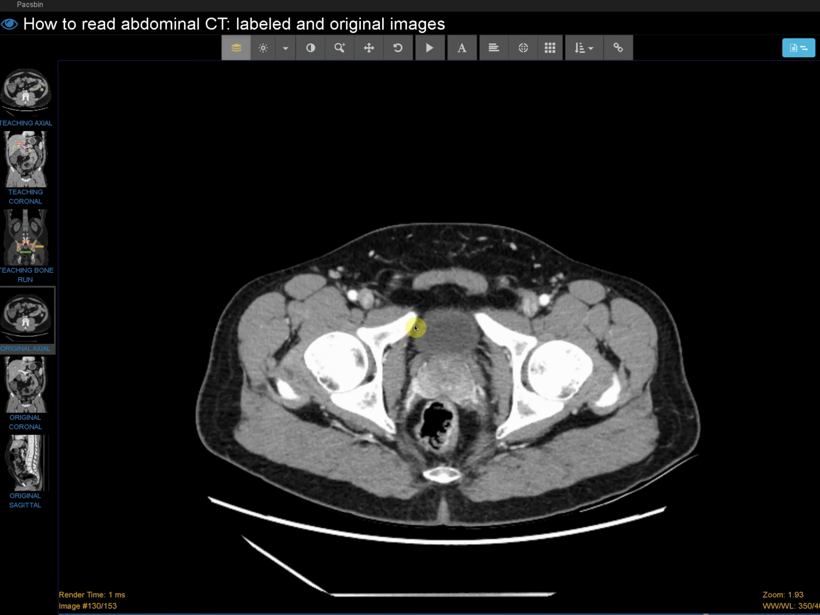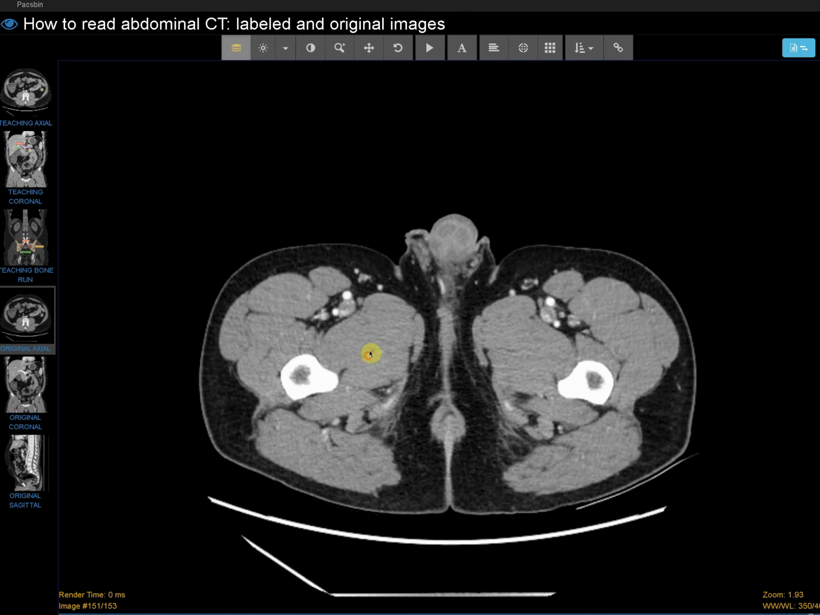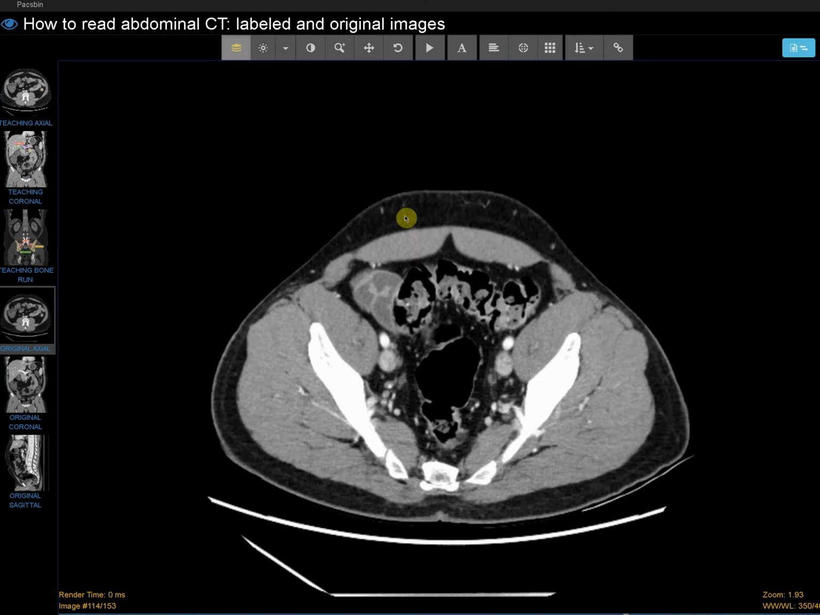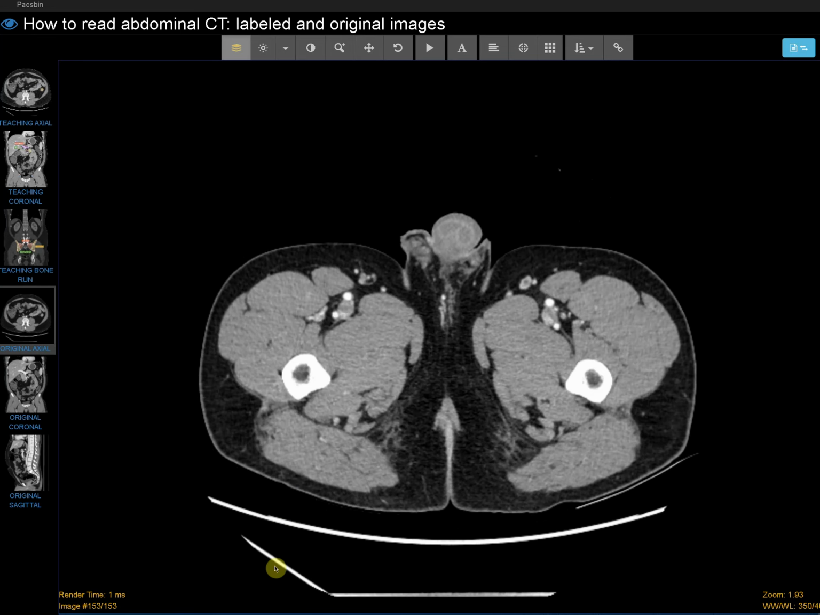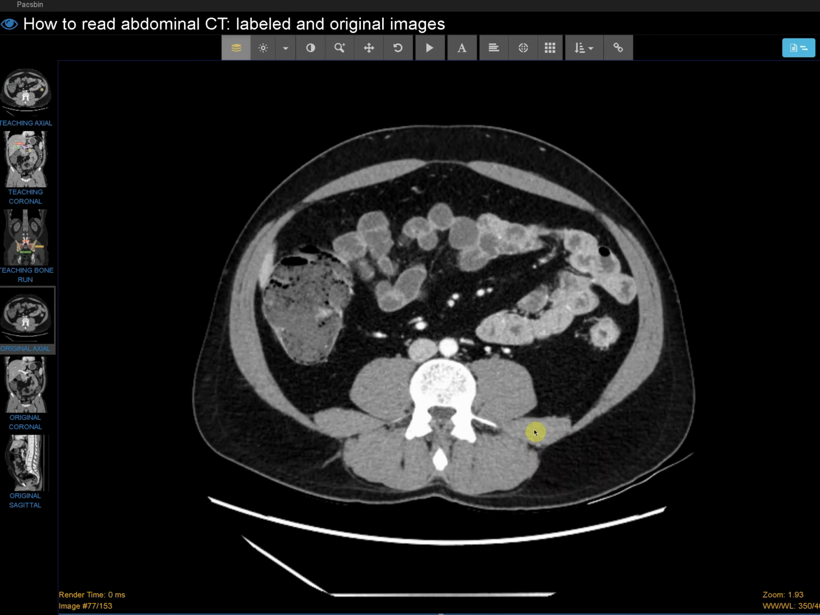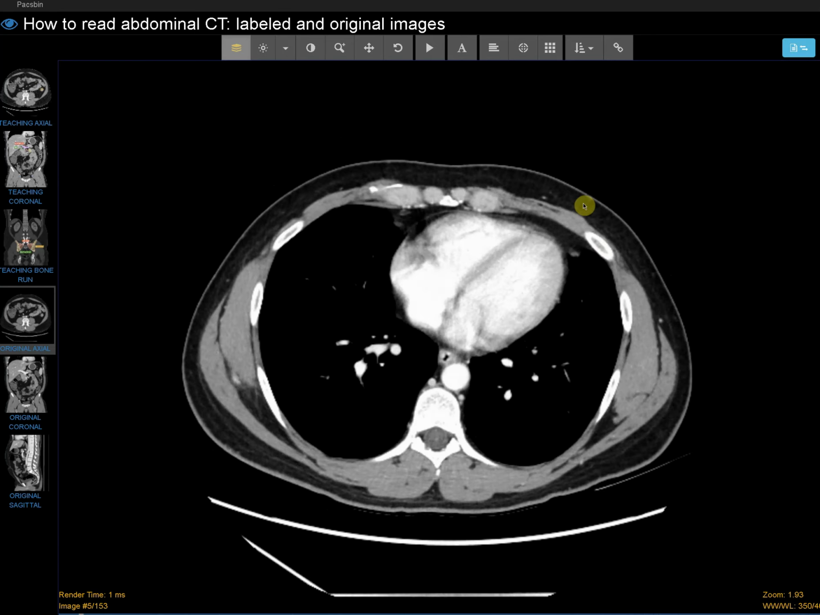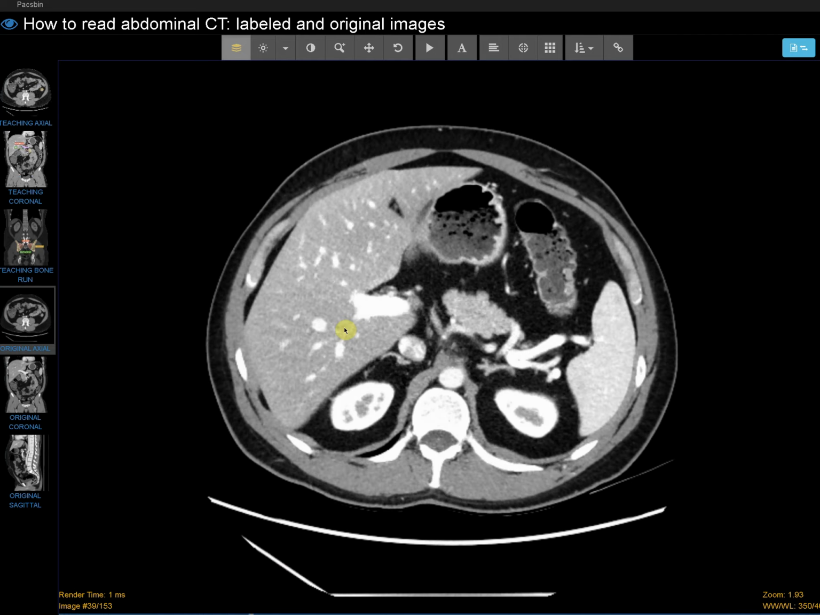And same thing. So let's go down the medial compartment of the thigh, look at the anterior muscles. And then when I go back down, look at the gluteus muscles. And then come back up, looking at these paraspinal muscles. And then go back down, looking at the lateral abdominal wall muscles.